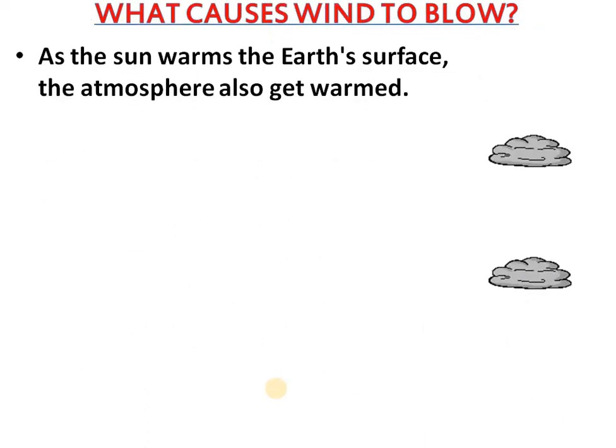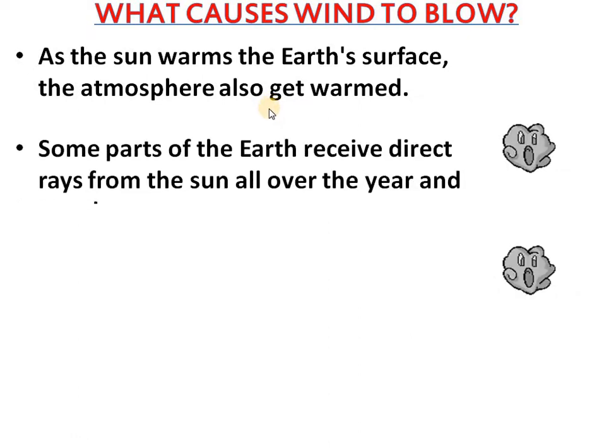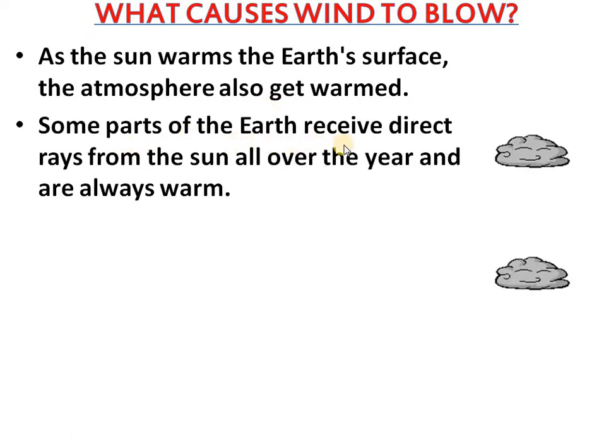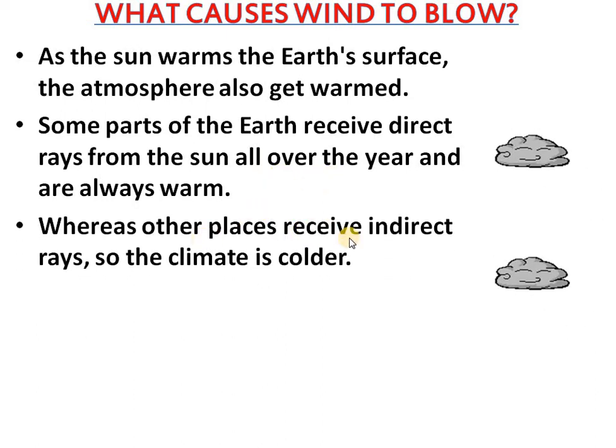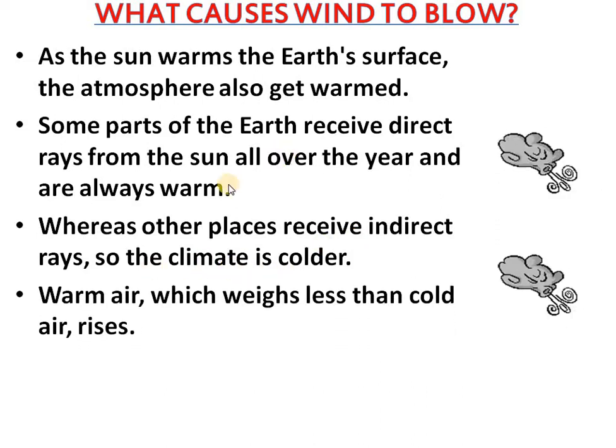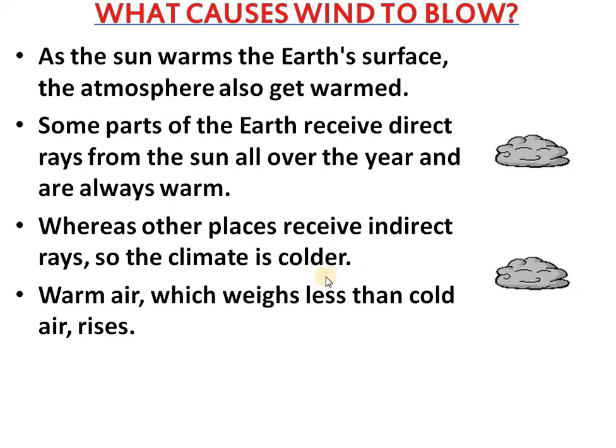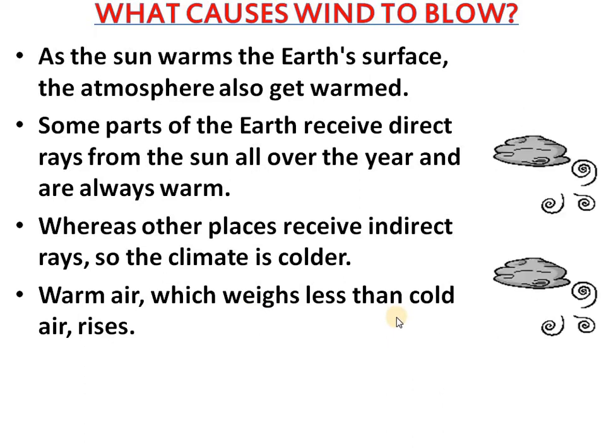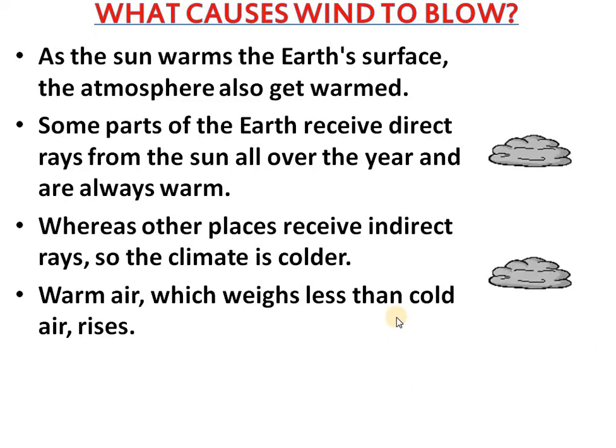So what causes the wind to flow? As the sun warms the Earth's surface, the atmosphere also gets warm. Some parts of the Earth receive direct rays from the sun all over the year, and they are always warm, whereas other places receive indirect rays, so the weather is cold. So we have a warm region here and a cold region here. What happens in the warm region? Air weighs less because it is hot. As a result, hot air rises up.